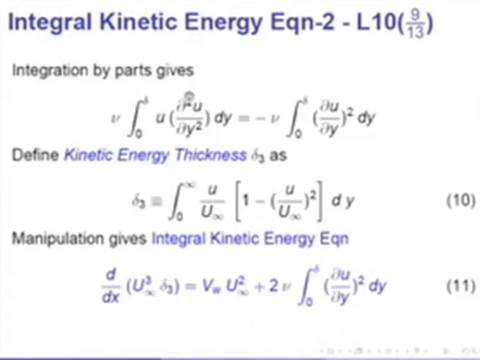So, integration by parts will give nu integral 0 to delta u d2u by dy squared dy equal to minus nu integral 0 to delta of du by dy whole squared dy.